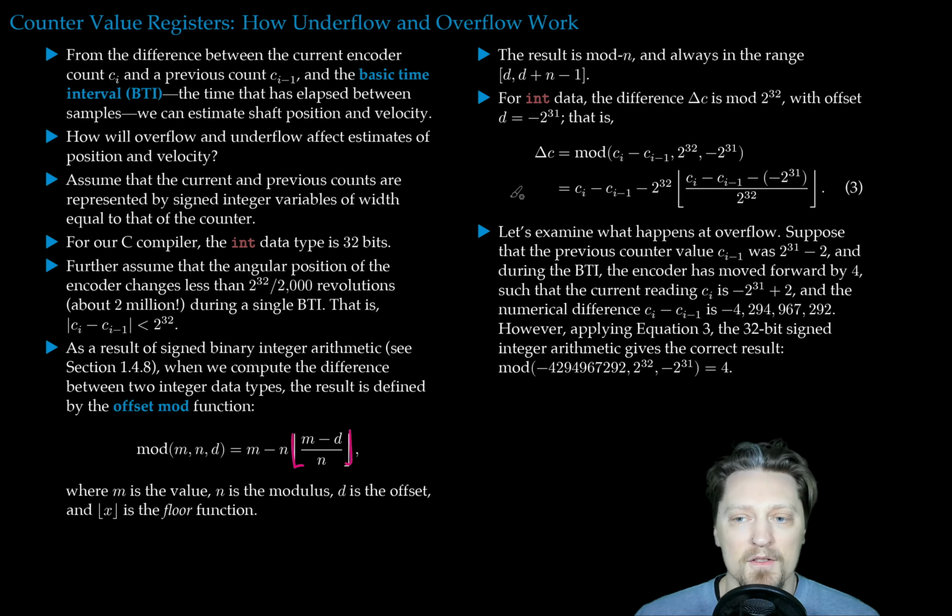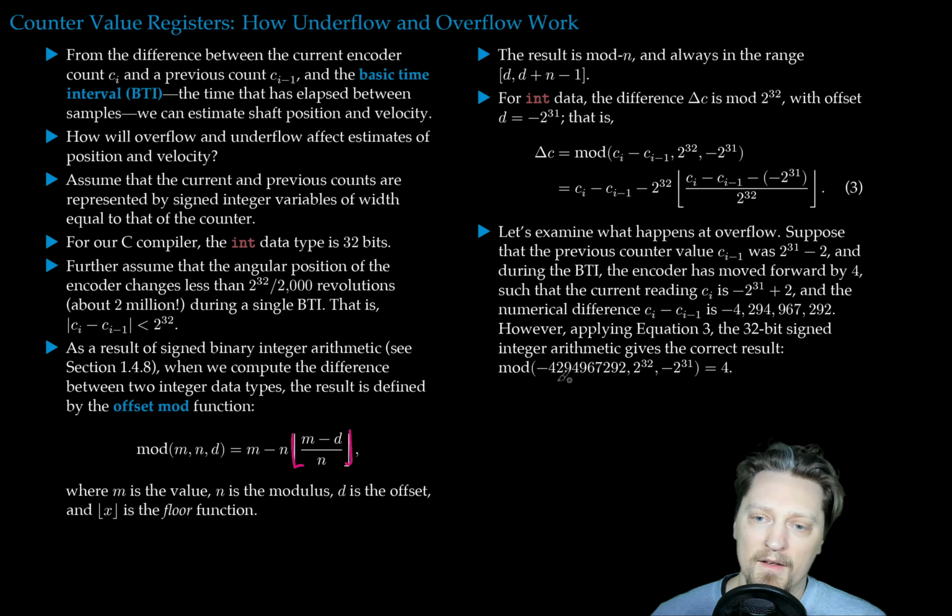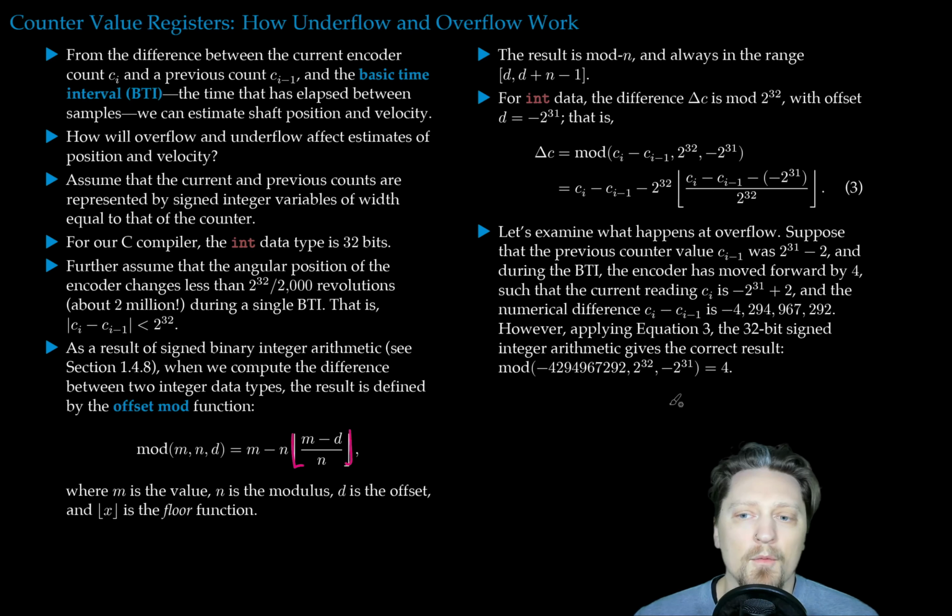However, applying equation 3, this offset mod, the 32-bit signed integer arithmetic, gives the correct result, where we put that large numerical difference number in, we mod it by 2 to the 32, and we have the offset of negative 2 to the 31. This equals 4.